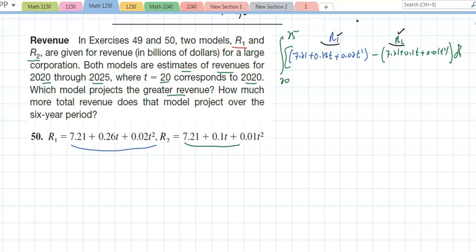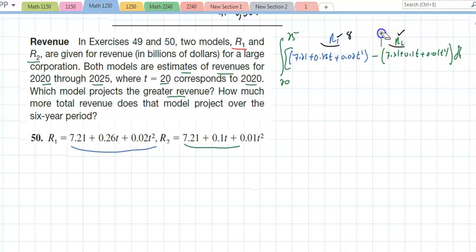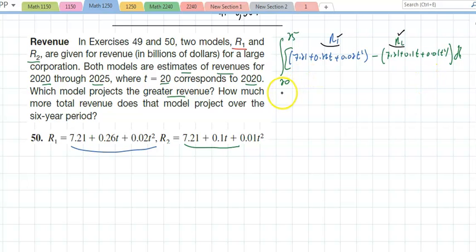Does that make sense? If R1 is 10 billion and R2 is 8 billion, when you subtract those, you're going to have 2 billion, which means R1 is bigger. If I take this to be 8 billion and this to be 10 billion and I subtract those, it's going to turn out to be negative. So if it's negative, R2 is bigger. If it's positive, R1 is bigger. And this is nothing more.